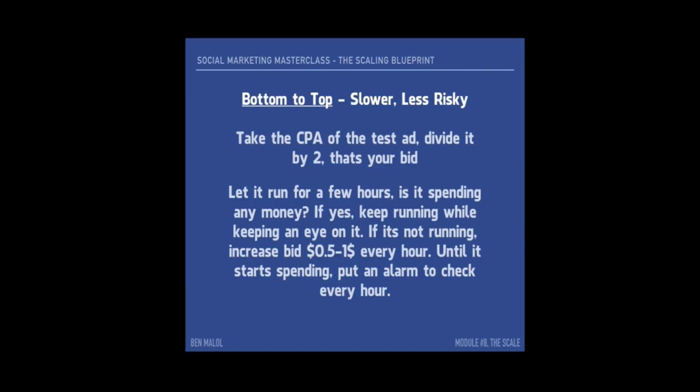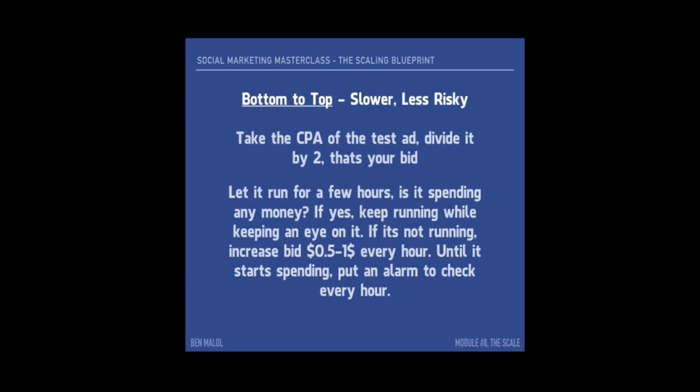So you have the $1.50 bid, right? And you have the optimized for add to cart. So let's say you let it run for a few hours. It didn't spend anything. The ad didn't get any reach. You're gonna increase the bid from $1.50 to $2, and you're gonna let it run for another hour. Did it start spending? If not, you increase it by another $0.50. You wait an hour. Did it start spending? If not, you keep doing that until it starts spending. Okay, put an alarm clock every hour to basically remind you to check the ad.